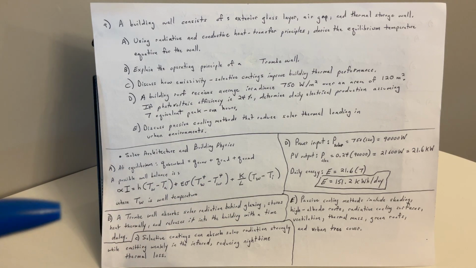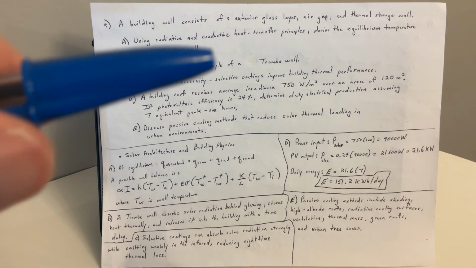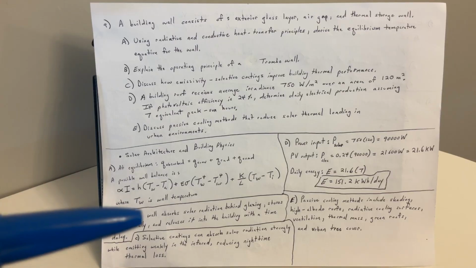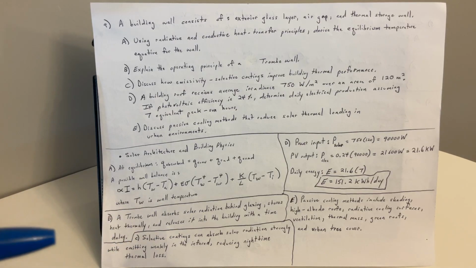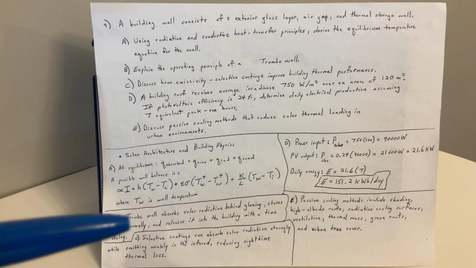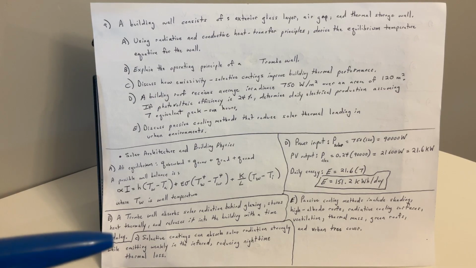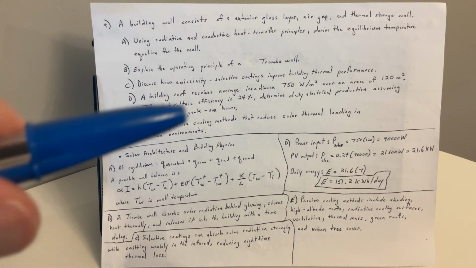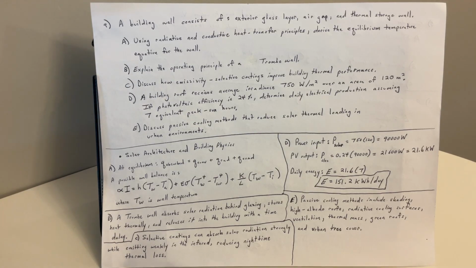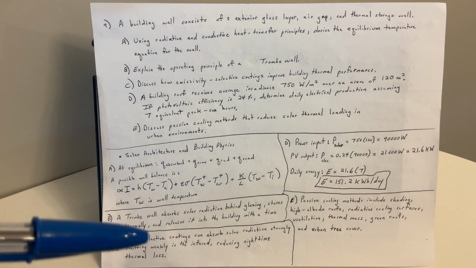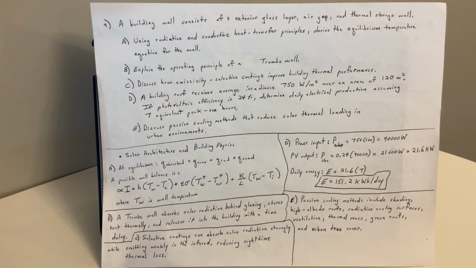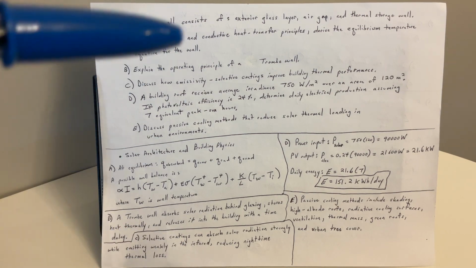Hopefully this is legible. Part B, explain the operating principle of a Trombe wall. A Trombe wall absorbs solar radiation behind glazing, stores heat thermally, and releases it into the building with a time delay. Part C, discuss how emissivity selective coatings improve building thermal performance. Selective coatings can absorb solar radiation strongly while emitting weakly in the infrared, reducing nighttime thermal loss.